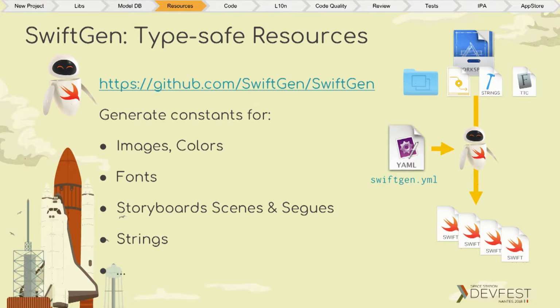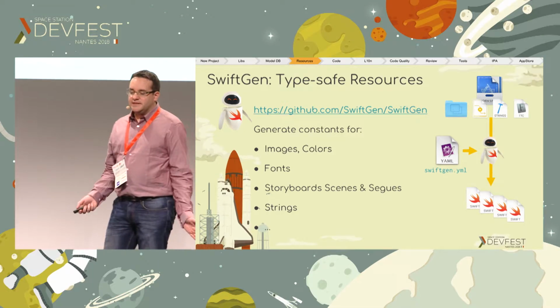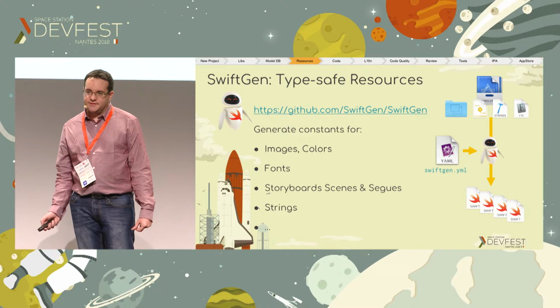The concept with SwiftGen is that it scans all your resources in your project. Resources like images and colors in your asset catalog, and also custom fonts that you might have, your TTF files, any storyboards, if you're an IB user, storyboards, scenes, and segues, and Xib even. It can scan all of that, find all the identifiers, and the strings as well, the keys for the localization strings. And from all of that, it generates the constants to access those resources.